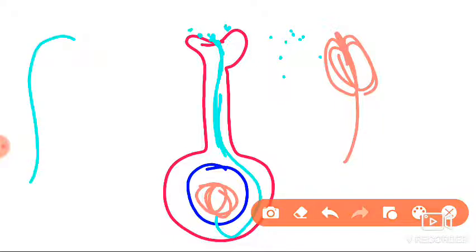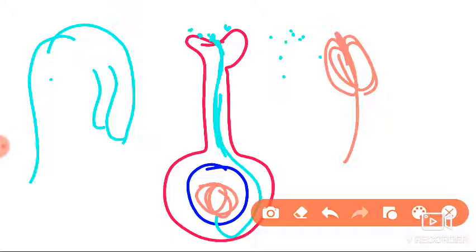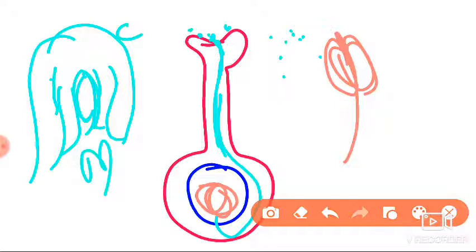If I draw the female gametophyte here, you can see the structure. This is the chalazal end, and this is the micropylar end, and here you can see the integuments. These are the integuments, chalazal end, micropyle, and here the embryo sac. Usually the pollen tube will come and pass through the micropylar end.